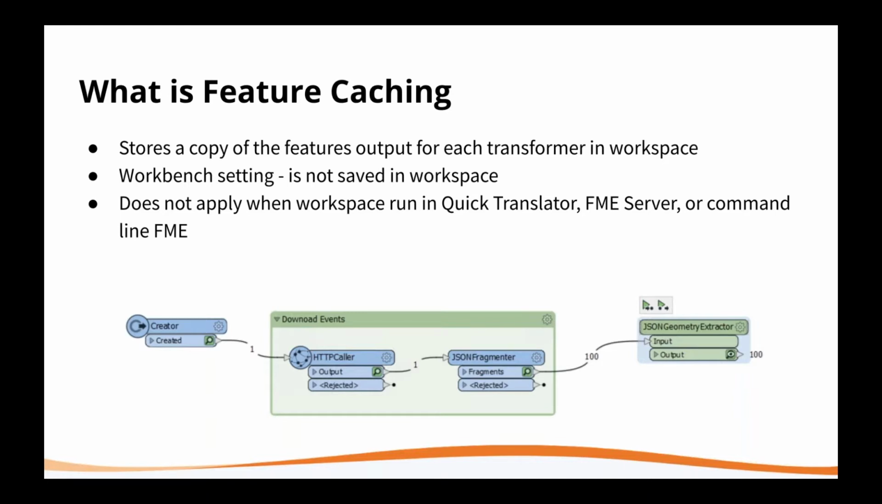Once you've saved the workspace and you upload it to FME Server, or you run it in Quick Translator or in command line, none of the overhead of the feature caching will occur. So you don't necessarily have to turn it off before you save. You can leave it always on in Workbench if you want. And I believe that when you first install FME, it's on by default.